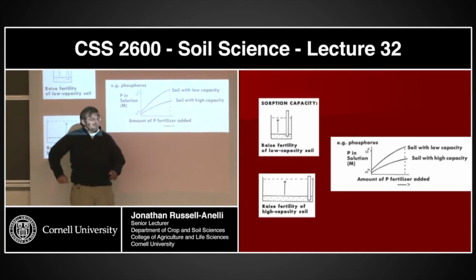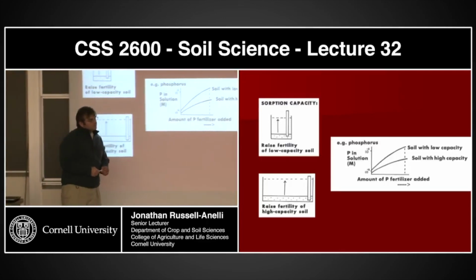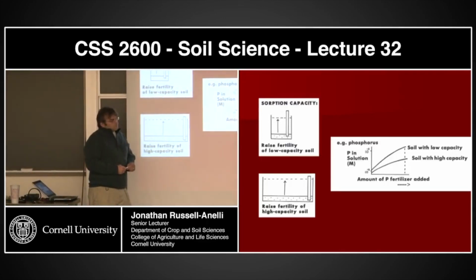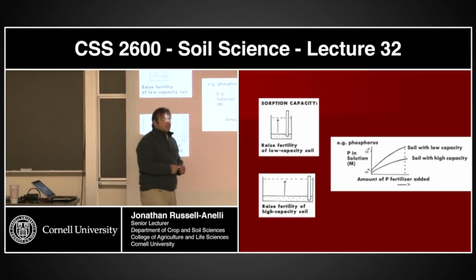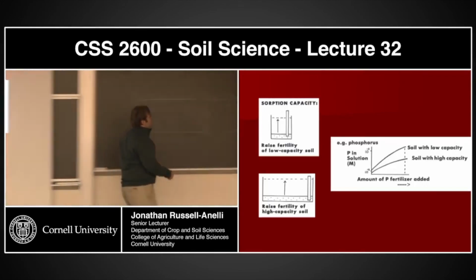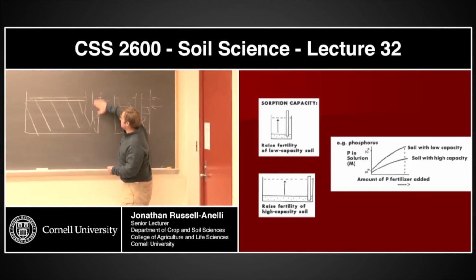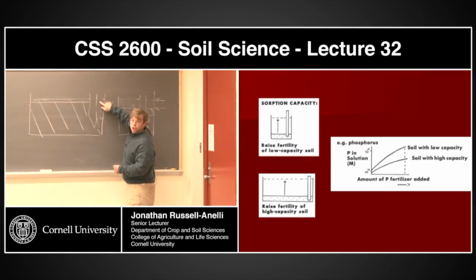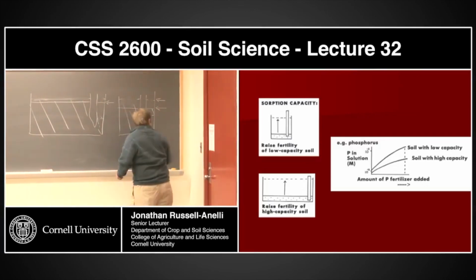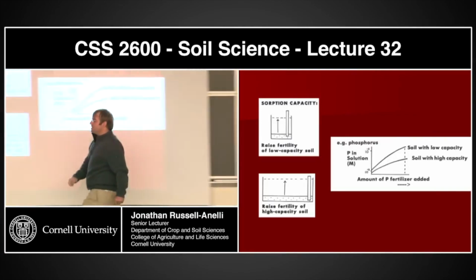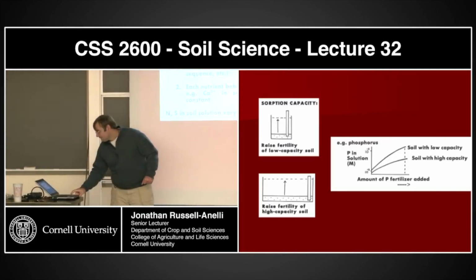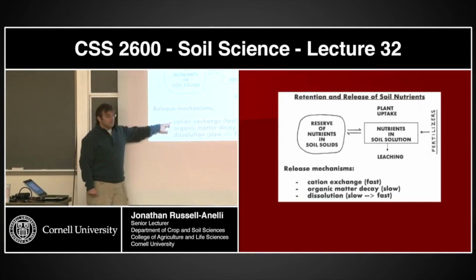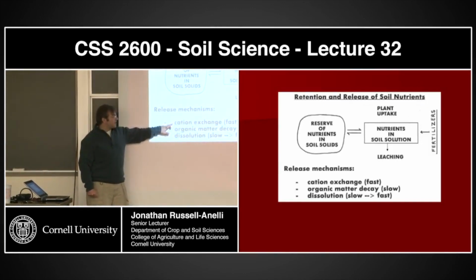Yes? Okay, question. How quickly does it reach equilibrium, especially relative to the rates that plants are taking it up? Okay, so the question is, how quickly is it going to reach equilibrium? If I draw this down, how quickly is it going to recharge in essence? That recharge is going to be based on these three things. If it's a cation exchange reserve, it's going to be fairly fast. If it's organic matter decay, it's going to be fairly slow. If it's dissolution, it's going to be slow or fast depending on what's being dissolved. Does that make sense to everybody?